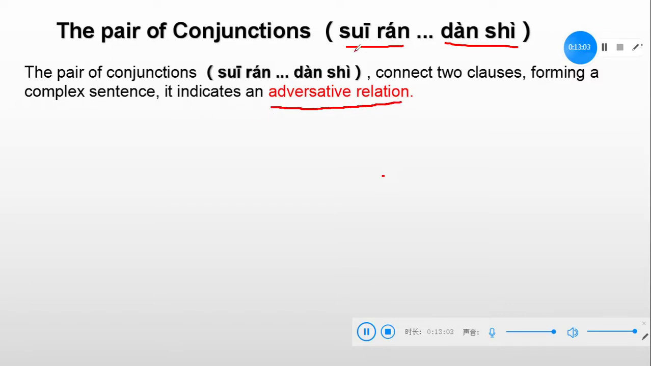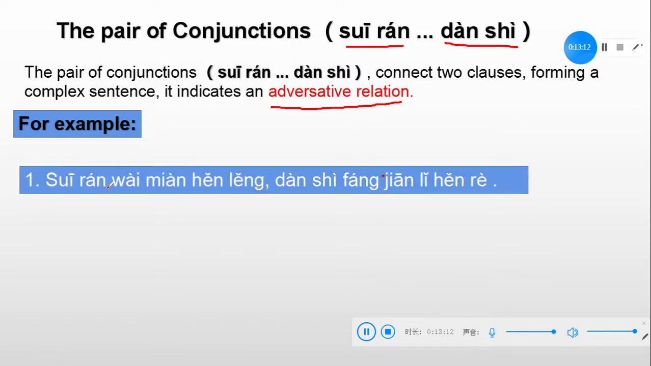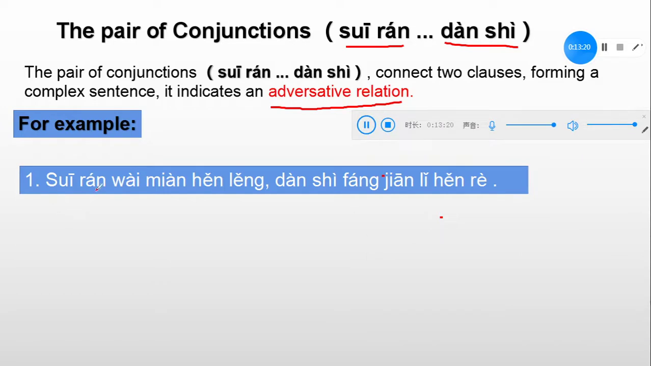Now we can tell how it works through some sentences. Example 1. 虽然外面很冷，但是房间里很热。虽然 means although. 外面, remember, means outside. 很冷, very cold. So although outside is very cold, 但是房间里很热. 房间 means room. 里, I hope you still remember this preposition, means inside or inner. 很热 means hot. So this sentence: although outside is very cold, inside the room is very hot.